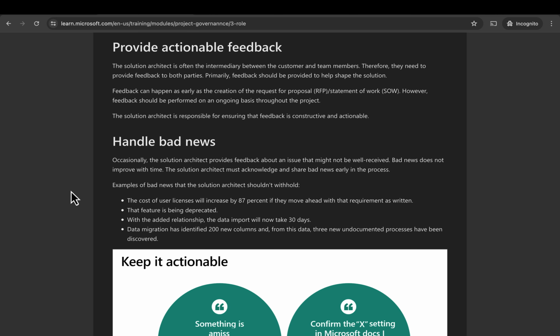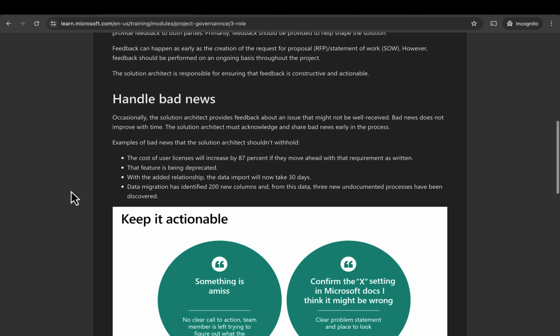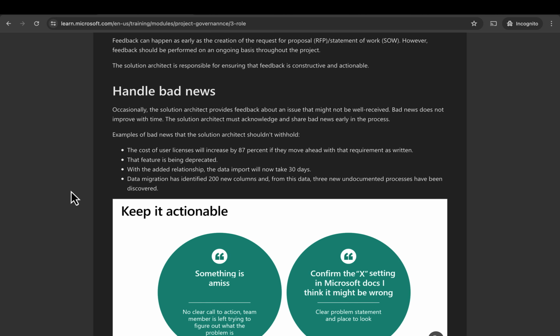Provide actionable feedback. The solution architect is often the intermediary between the customer and team members. Therefore, they need to provide feedback to both parties. Primary feedback should be provided to help shape the solution. Feedback can happen as early as the creation of the request for proposal, RFP, or statement of work, SOW. However, feedback should be performed on an ongoing basis throughout the project. The solution architect is responsible for ensuring that feedback is constructive and actionable.